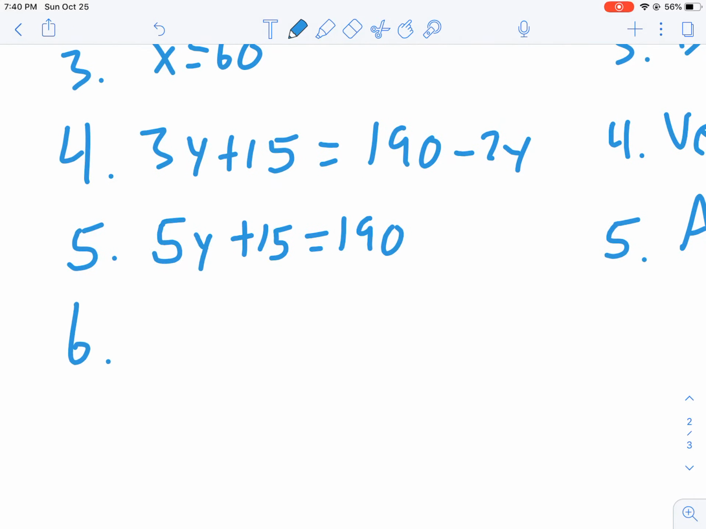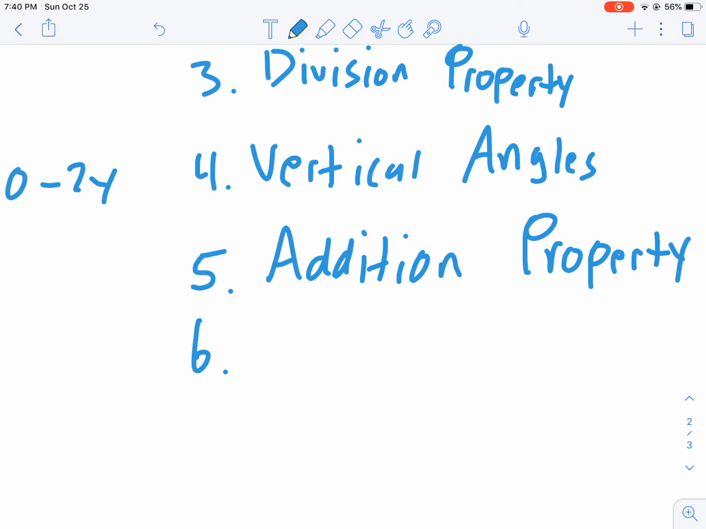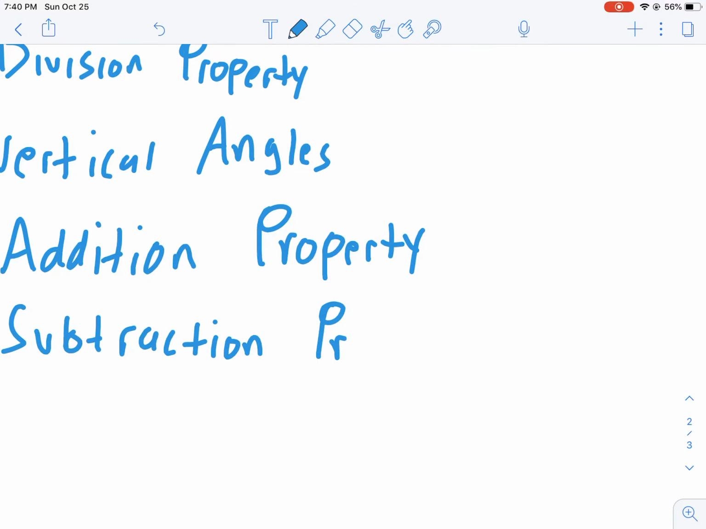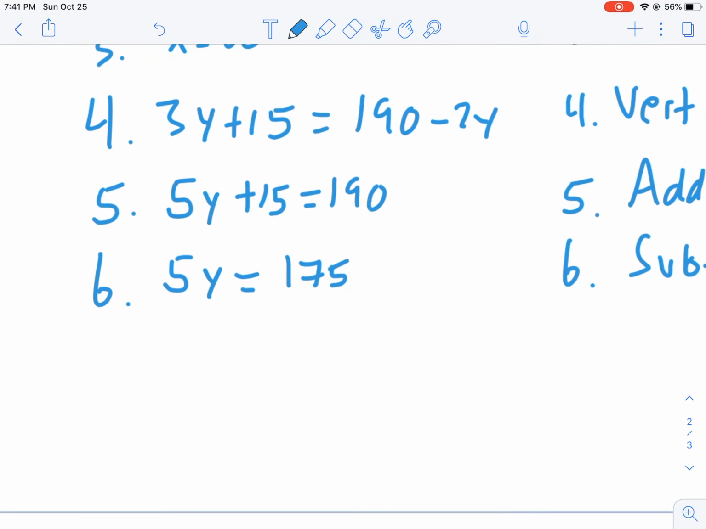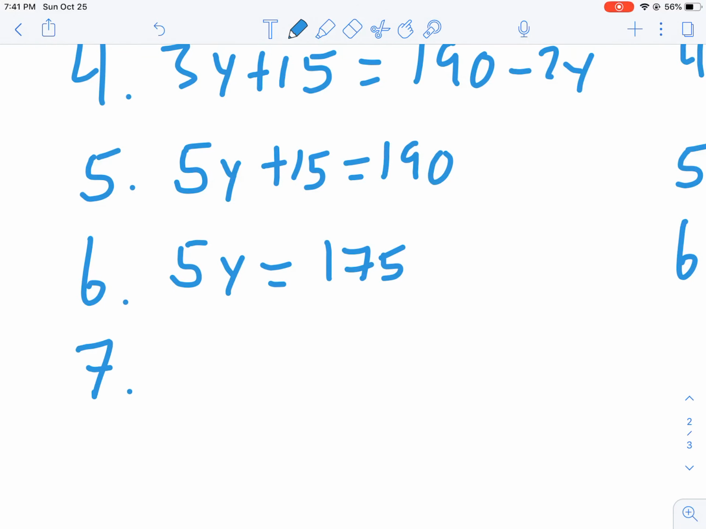Now we have to subtract 15 on both sides. So we got 5y equals 175. That'd be subtraction property. And then we need to divide by 5 on both sides. So what is 175 divided by 5? Let's use our calculator. 175 divided by 5, that's 35.